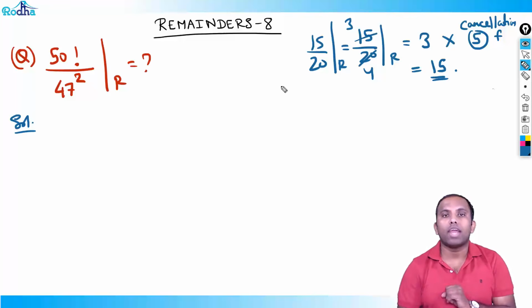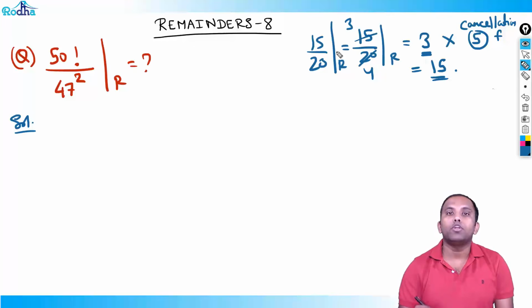So in remainder, we don't cancel anything normally, but if at all we need to cancel, no issue. We can cancel 5 3 ja, 5 4 ja. So 3 by 4 remainder is 3, but whatever term I have cancelled, I need to multiply it back by 5. 3 5 ja 15. So 15 is the answer. Now, 50 factorial by 47 square, right?